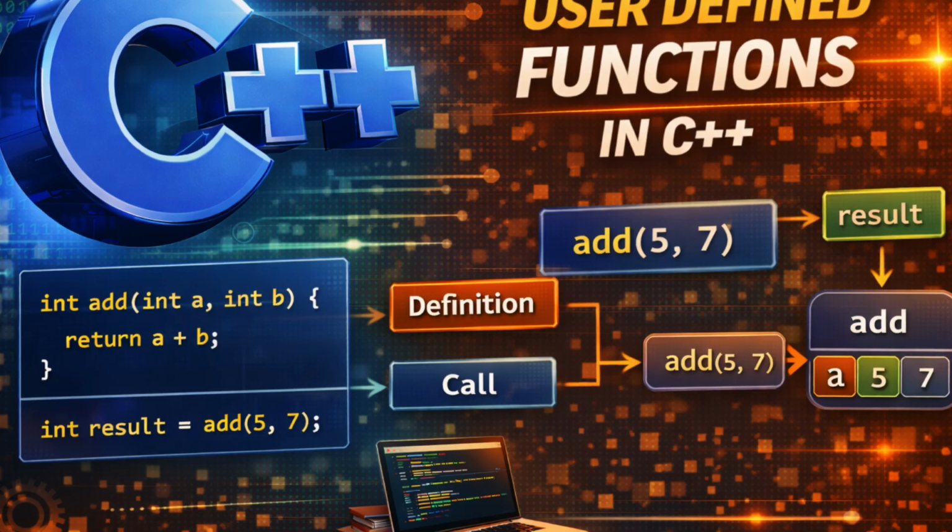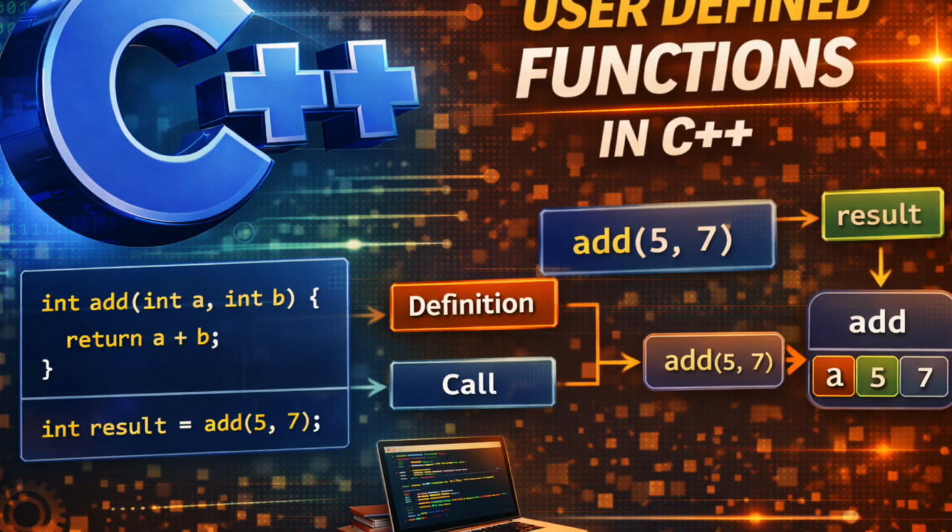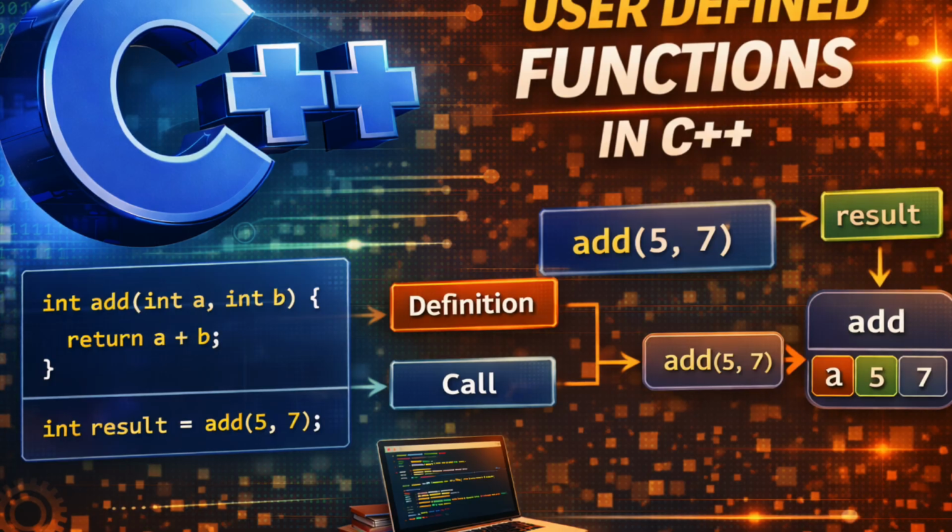So once we have that value ready to send, how does the data actually travel from the caller to the callee? C++ gives us two very different ways to do this, and the choice involves a really fundamental trade-off. It's all about safety versus efficiency. Let's start with the default, which is pass by value. Okay, so pass by value is the safest, but potentially the slowest approach.